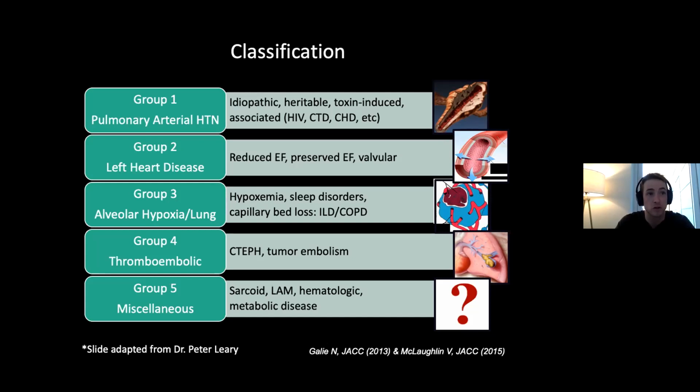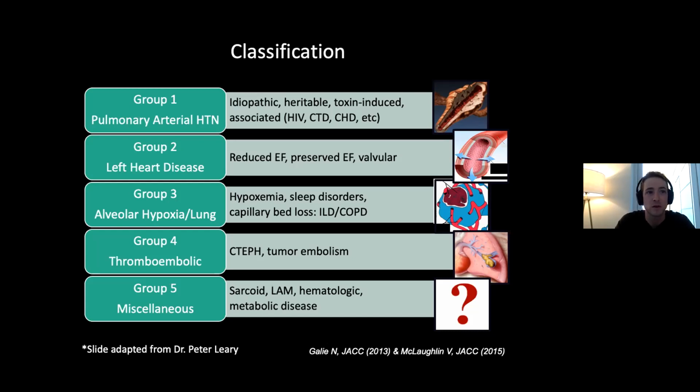Group 4 refers to chronic thromboembolic pulmonary hypertension. These are diagnosed with VQ scans, and every patient being evaluated for pulmonary hypertension needs one. But it's estimated that around 40% of CTEPH patients never had a blood clot prior to presentation, which can make this diagnosis not so obvious.